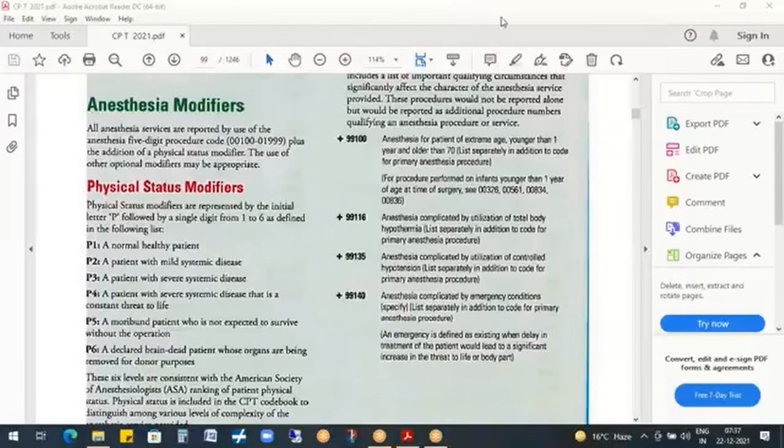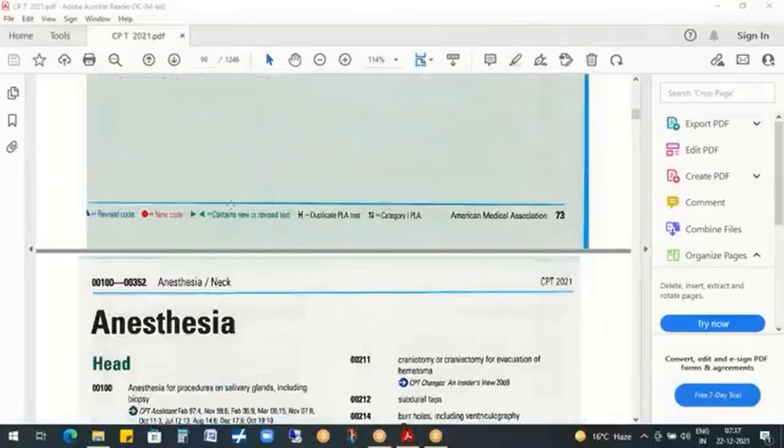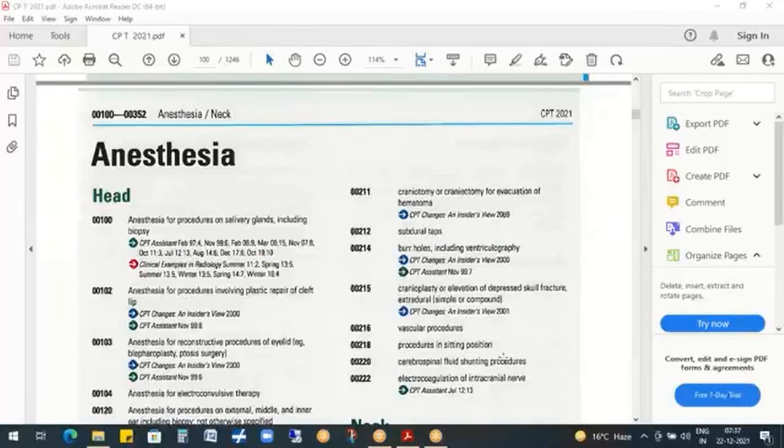As of now, you just go through that symbol. When the symbols are coming at the same time, I will explain for you. But the common symbol that we will get is the add-on code. This is the symbol and that is the parenthetical note. Okay. Before going to start anesthesia rules, Srinivas.